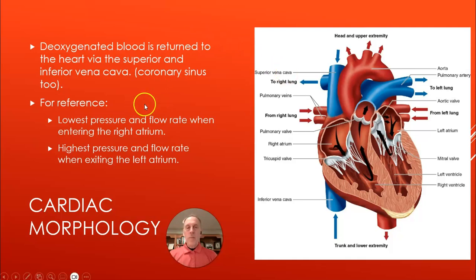Now we know that when blood returns to the heart, it's at the lowest pressure and flow rate when entering the right atrium, because it's gone through the entire system and come back to the station. We have the red line, we transition to the blue line, and when everything comes back to the heart, this is where the pressure in the vascular system is the lowest.